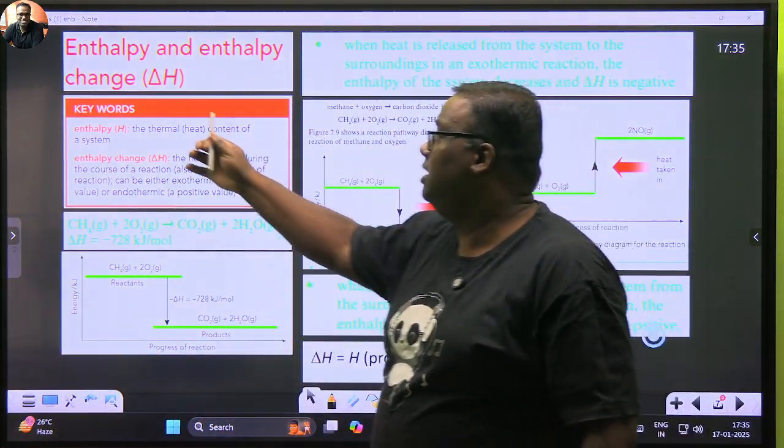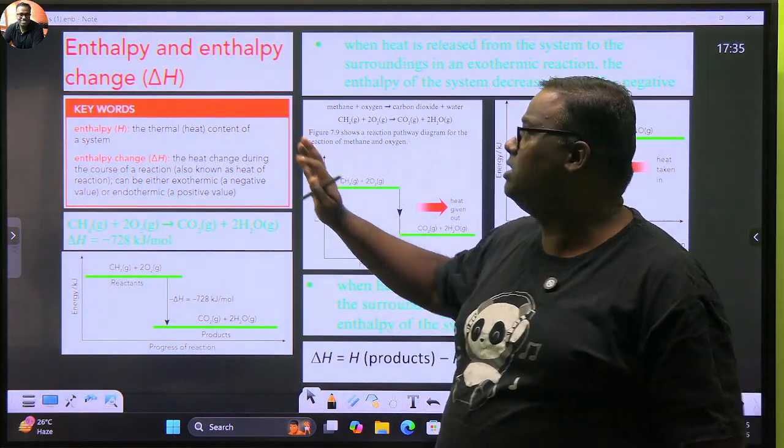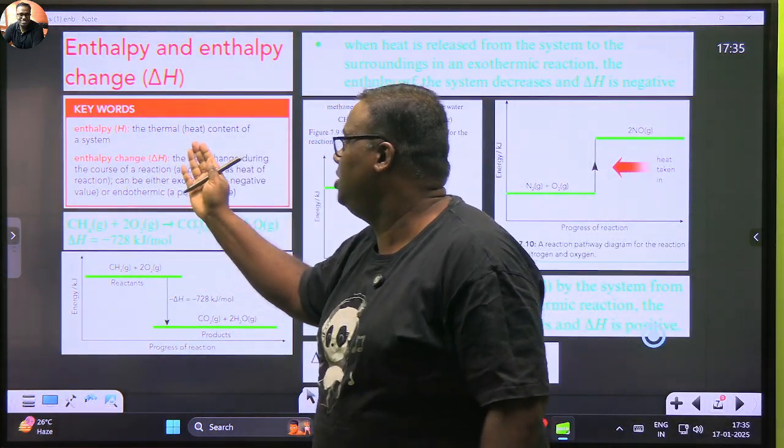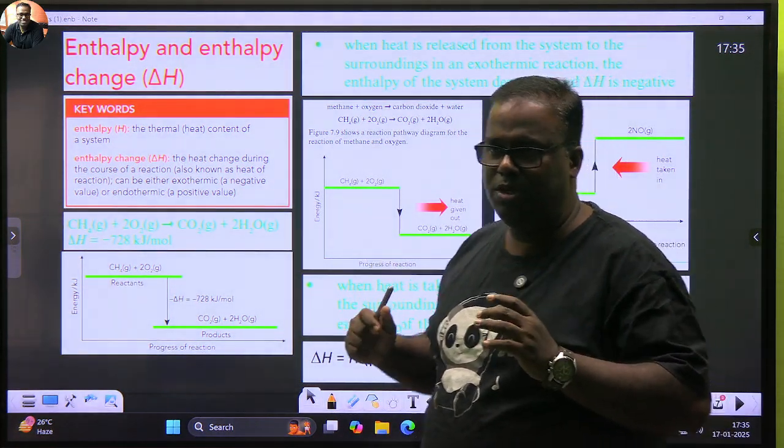So our interest will be to find out what is the change. You'll get this, don't worry. Okay, what is the change in enthalpy? So enthalpy, the thermal or heat content of a system. Now here we have a lot of debate also.